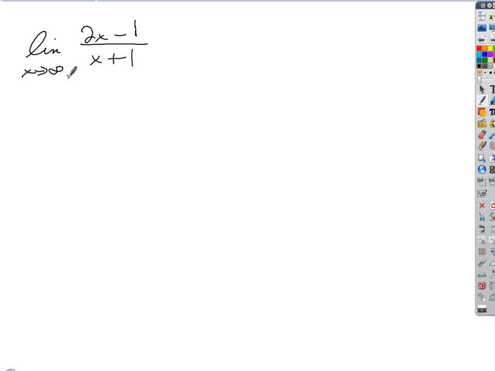Okay, this one, the answer is gonna be 2, but let's see how that's gonna be the case. We don't have a theorem that works directly here, right? But what we could do, we could try something here. We can see that the biggest power of x that we have in the top or the bottom is just x to the 1. Let's factor out an x to the 1 from both of these.